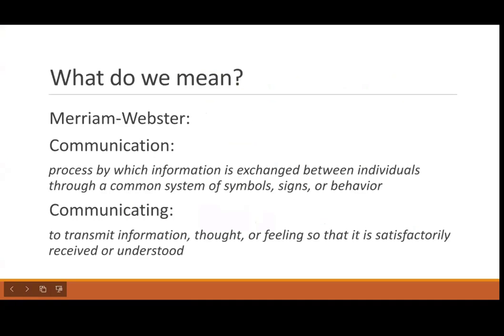So let's just start. When I come up with something, I turn to my friend Merriam-Webster just for clarification about what we're talking about. Communication is basically the process by which information is exchanged. And I think exchanged is a good word to remember there, between individuals through a common system of symbols, signs, or behavior. So this brings in all sorts of things like symbols, you know, the little secret codes you and your friends might have come up with when you were little, or secret messages you tried to write back and forth to each other because you developed your own little system.